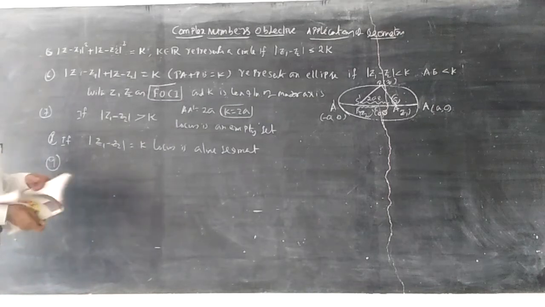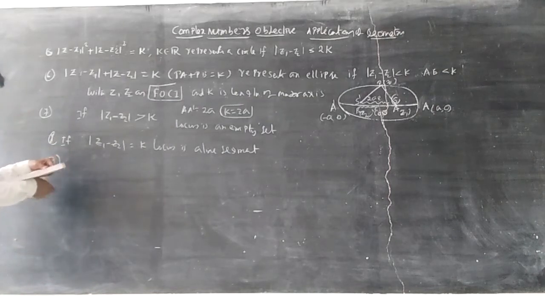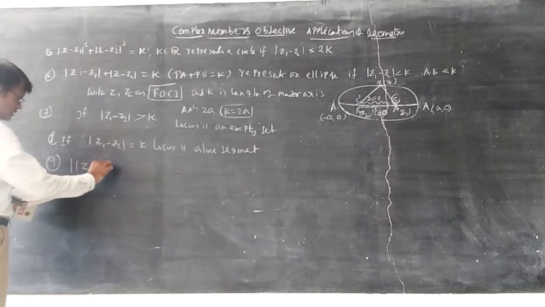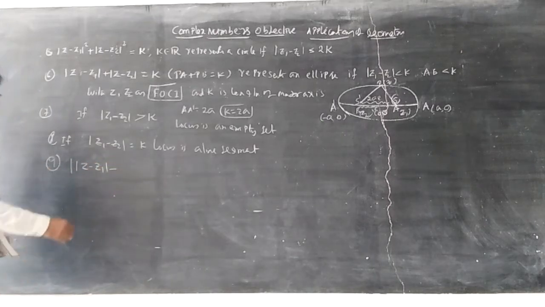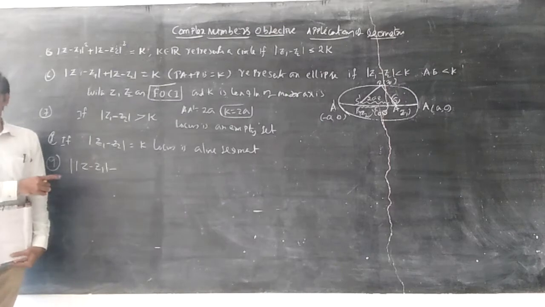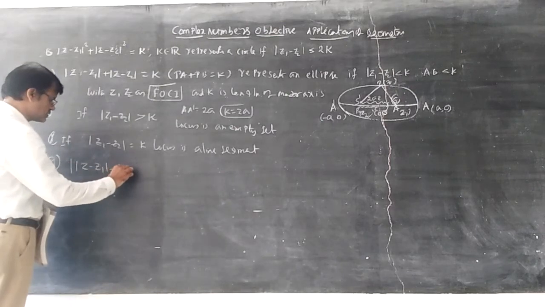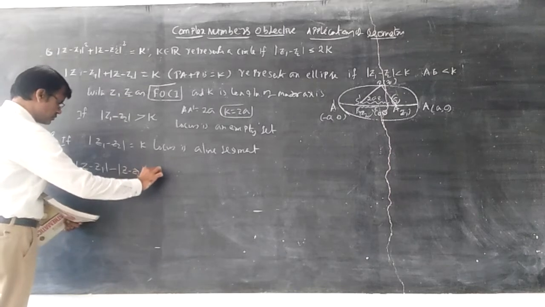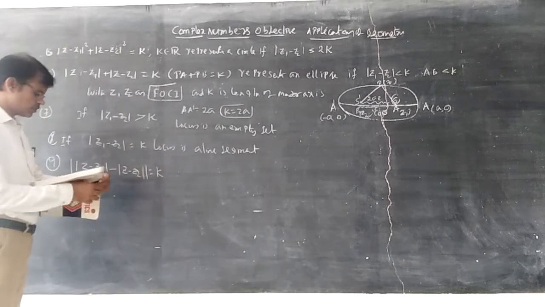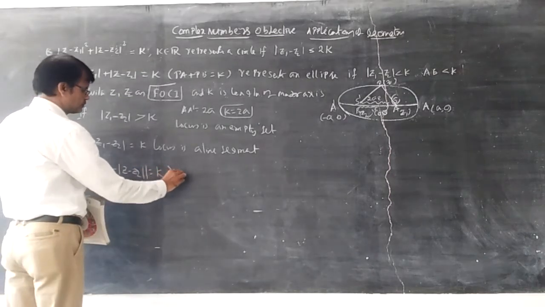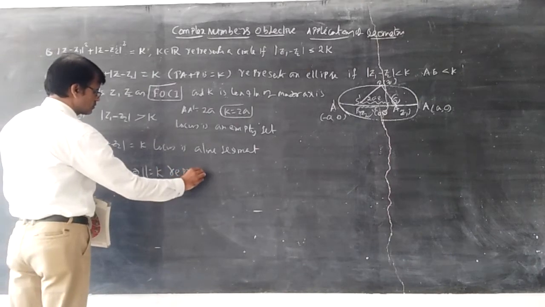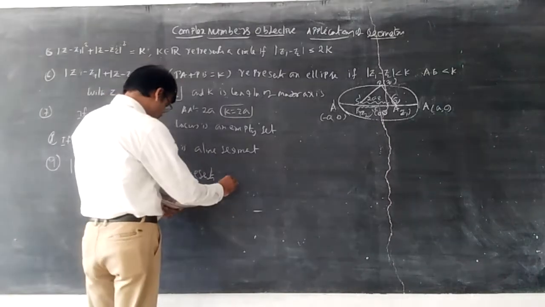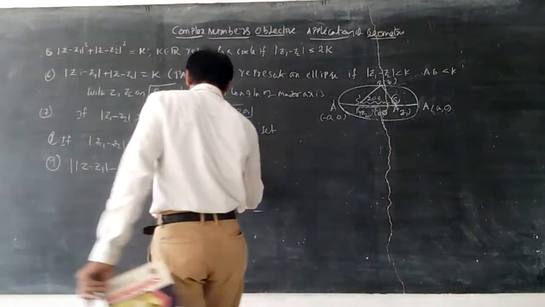Next, the ninth one, regarding the hyperbola formula. Because minus is there here, we should write modulus of z minus z1 minus modulus of z minus z2 is equal to k represents a hyperbola.